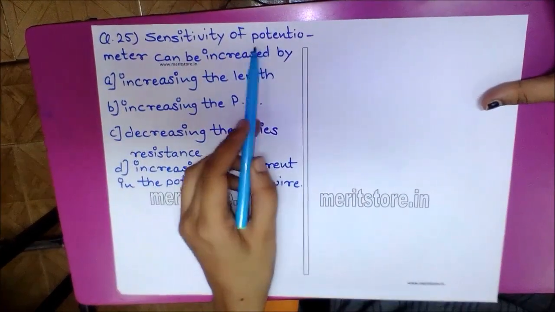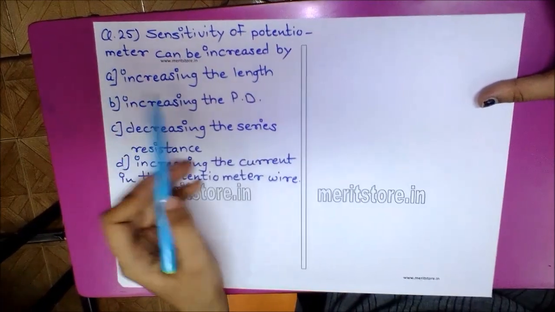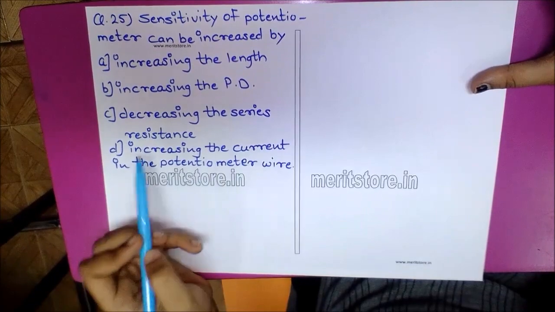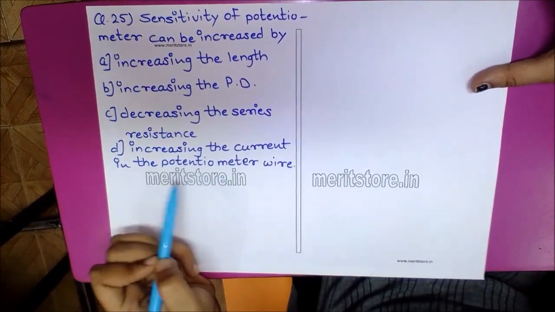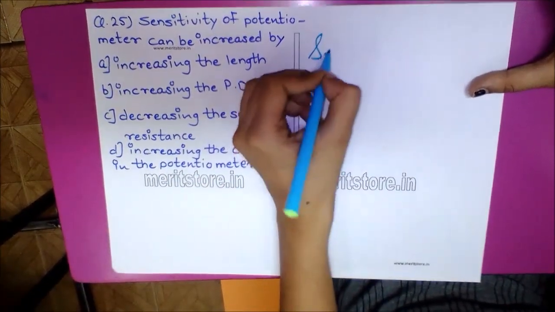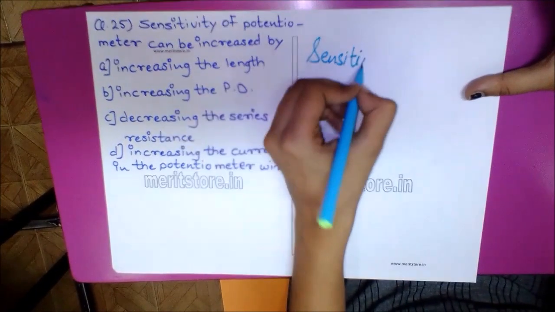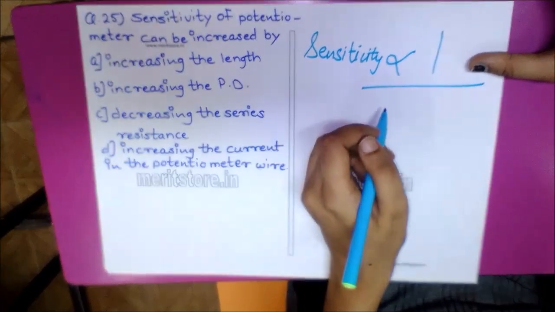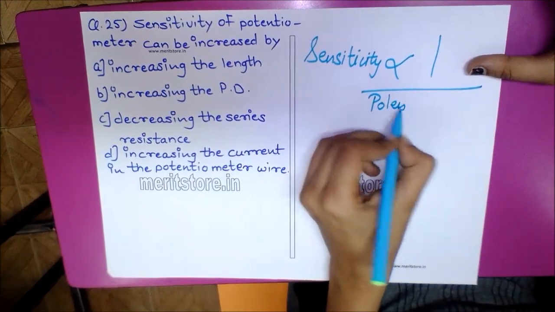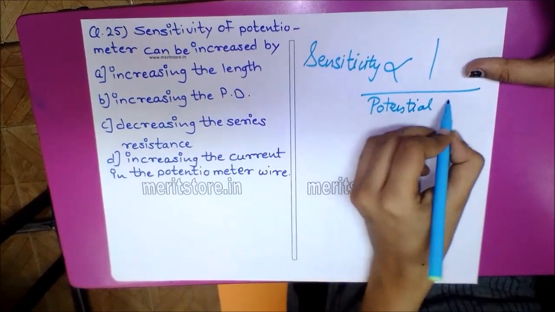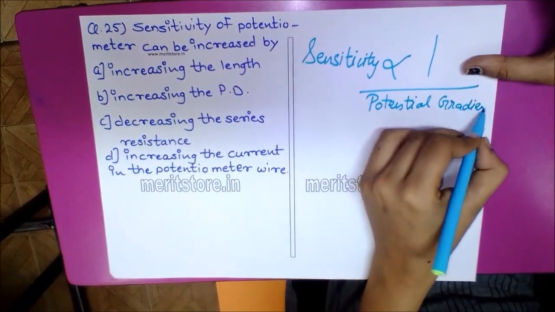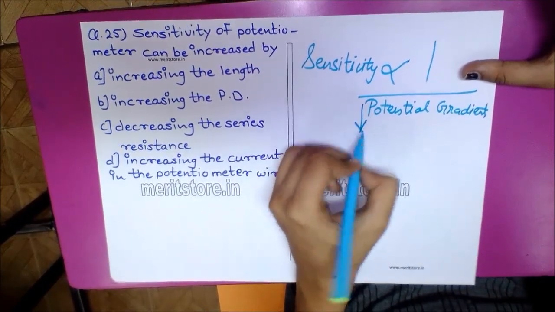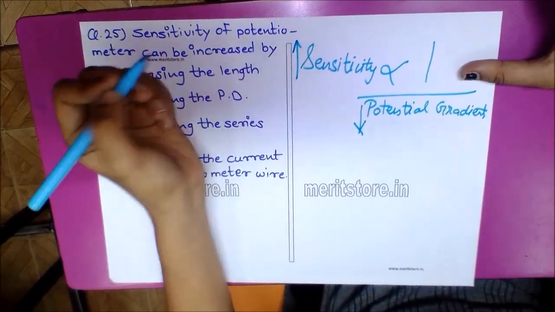5. Sensitivity of a potentiometer can be increased by A, increasing the length; B, increasing the potential difference; C, decreasing the series resistance; D, increasing the current in the potentiometer wire. So now we all know that sensitivity is inversely proportional to potential gradient. So if my potential gradient will decrease, my sensitivity will increase.